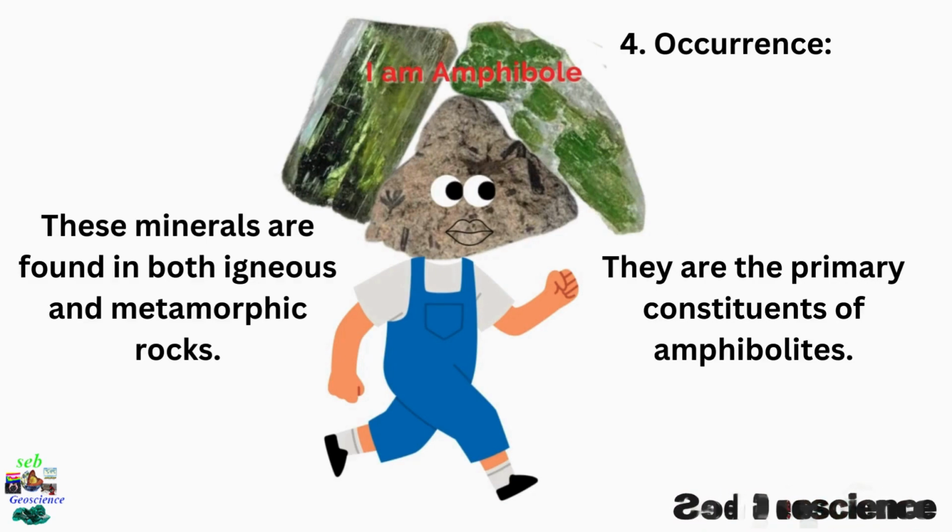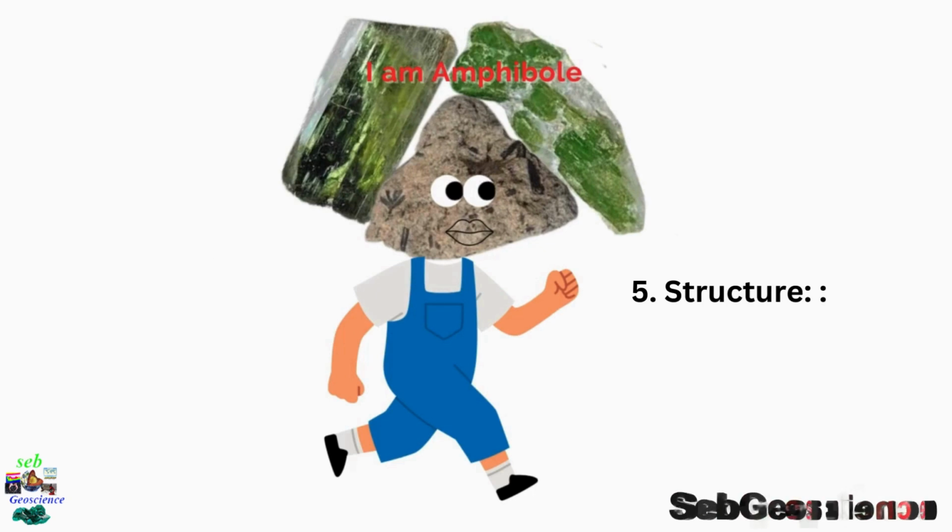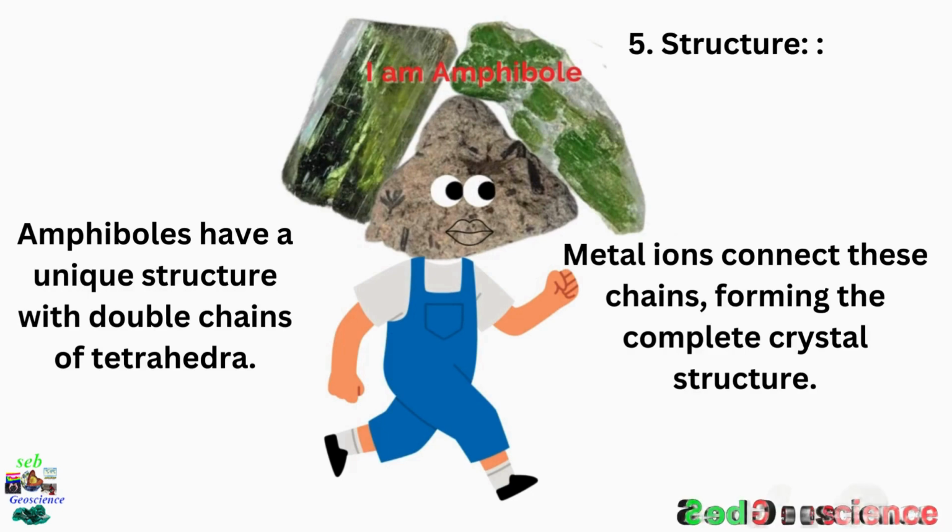They are the primary constituents of amphibolites. Okay, in amphibolites, they are the primary constituent. The fifth and last important property of the amphibole mineral group is structure. Amphiboles have a unique structure with double chains of tetrahedra. Metal ions connect the chains, forming the complete crystal structure.